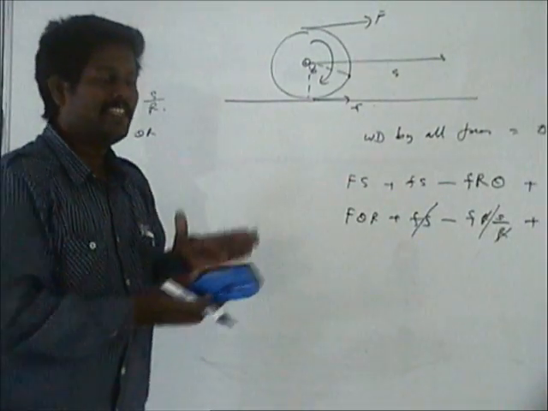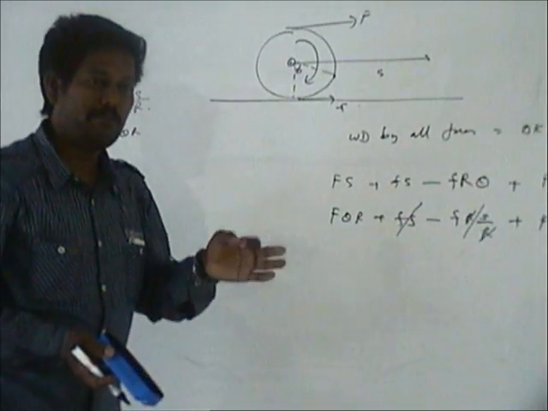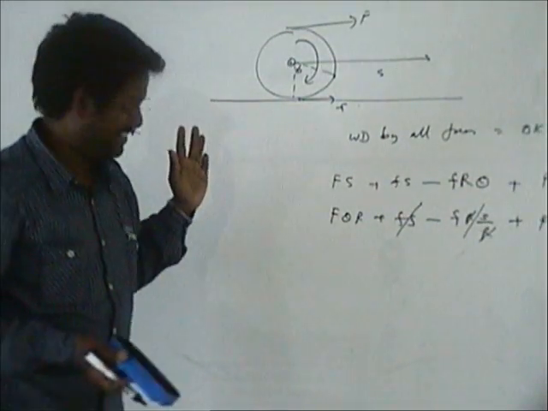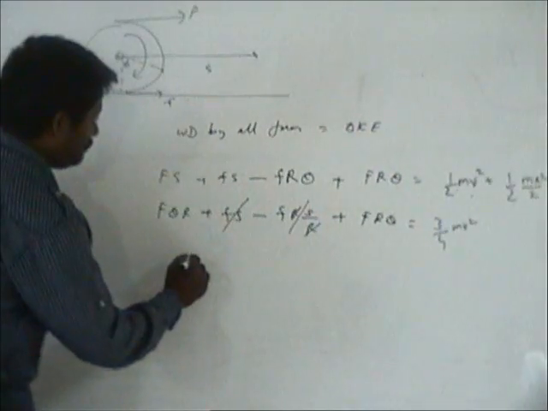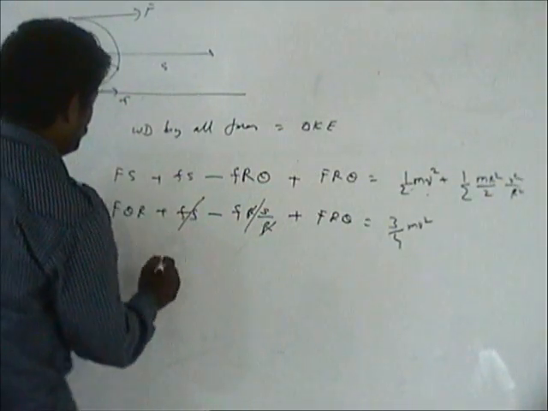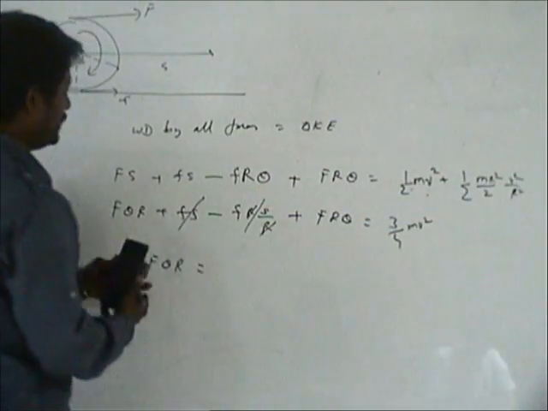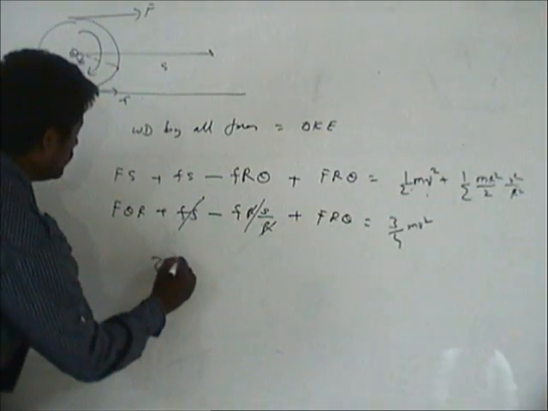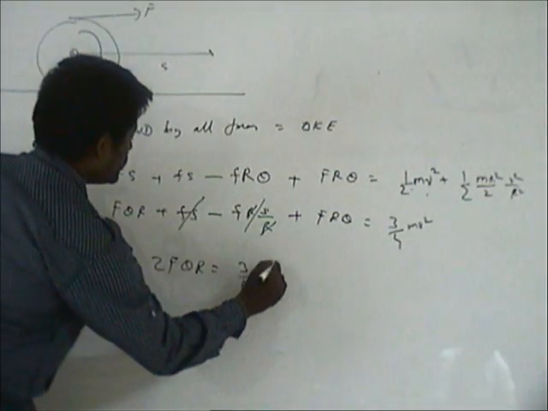In other words, there is no rubbing at the point of contact. When there is no rubbing, no heat is generated. No heat generated means no work is done. That's why the terms got cancelled. Now we can use F theta r plus F theta r, so we can write 2 F theta r equals 3 by 4 m v square.